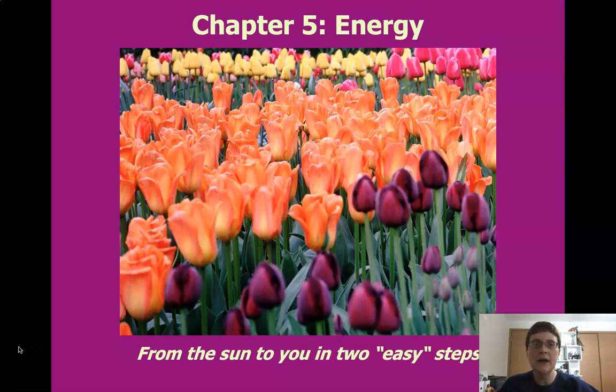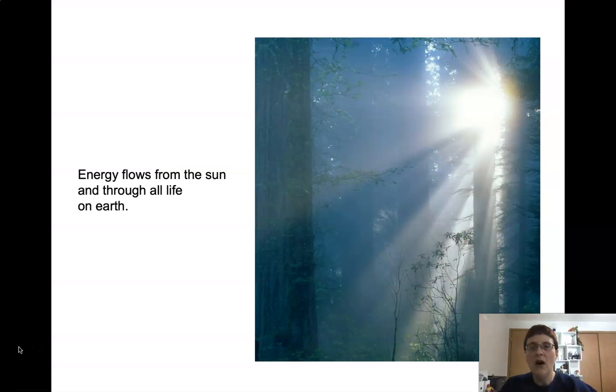Great, so chapter 5 is energy, and we're going to be talking about how you get from the sun to you, as you can see here. So we're going to be starting with solar energy and then moving through the organisms that take that energy and turn it into chemical energy, and then how do we take that chemical energy and turn it into usable energy. So all energy flows from the sun and then through life on Earth.